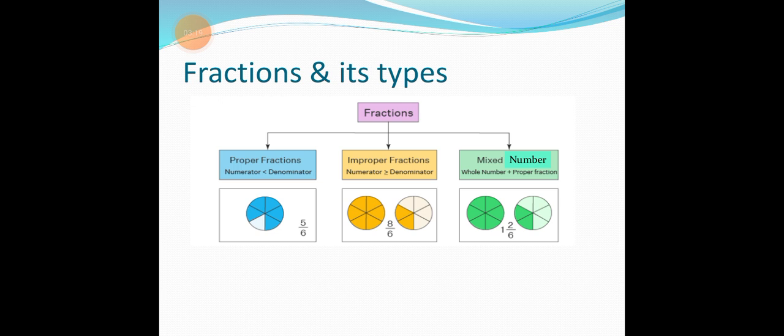Then we have the improper fraction. In the case of an improper fraction, the numerator is equal to or greater than the denominator. In this case, all 6 parts of the region are selected, so it is 6 over 6, that means one whole. It is an improper fraction. In the second figure, there are 6 total parts, and 8 are shaded, because we combine these two. So that is 8 over 6, where the numerator is 8 and the denominator is 6. This is also an improper fraction.